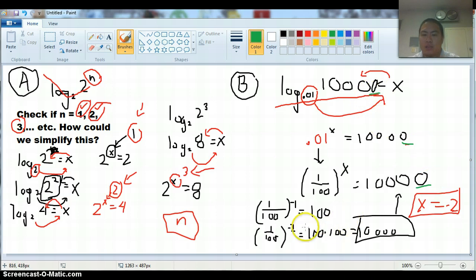For example, notice that it goes from 100 to 10,000. It never touches 1,000. 100 squared gives me 10,000, and 100 to the first power is 100. It never touches 1,000. So that's why I had to add in that extra 0.